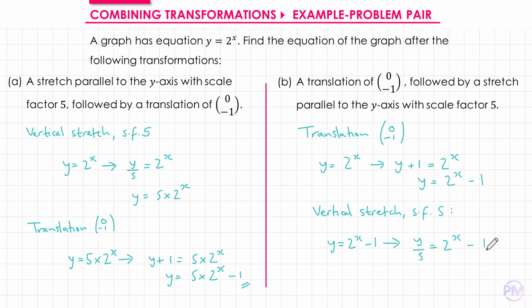Now the key point to remember in this bit is you must make sure that when you simplify this and you multiply up by the 5, you multiply everything on the right hand side by 5. So we get 5 times 2 to the x minus 5. It's a very common mistake for people to miss multiplying the 1 by the 5 as well.